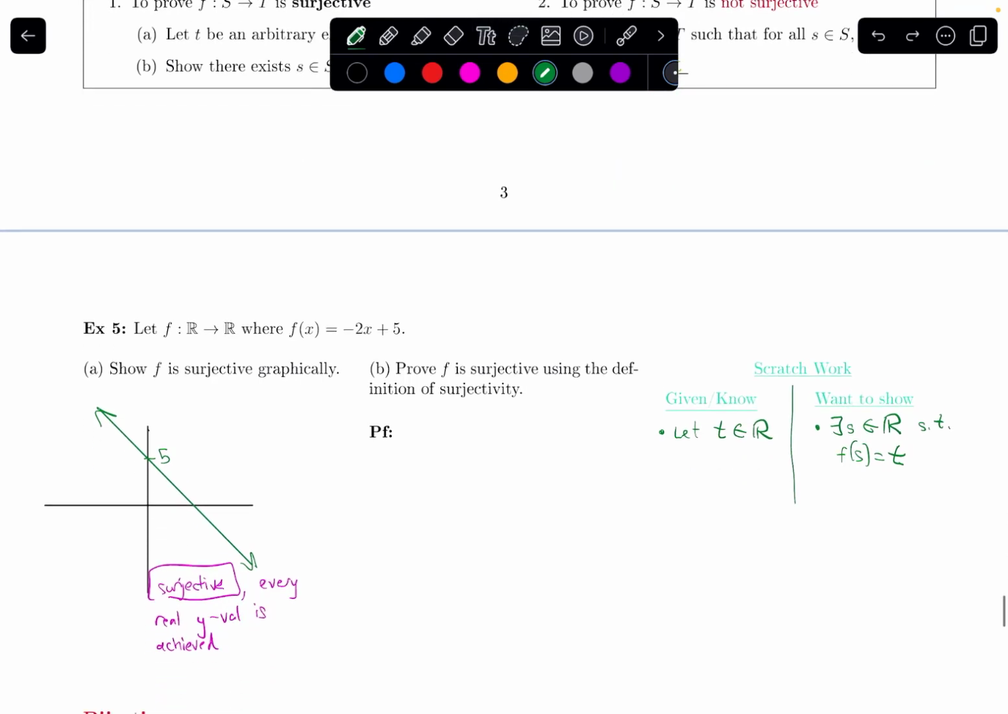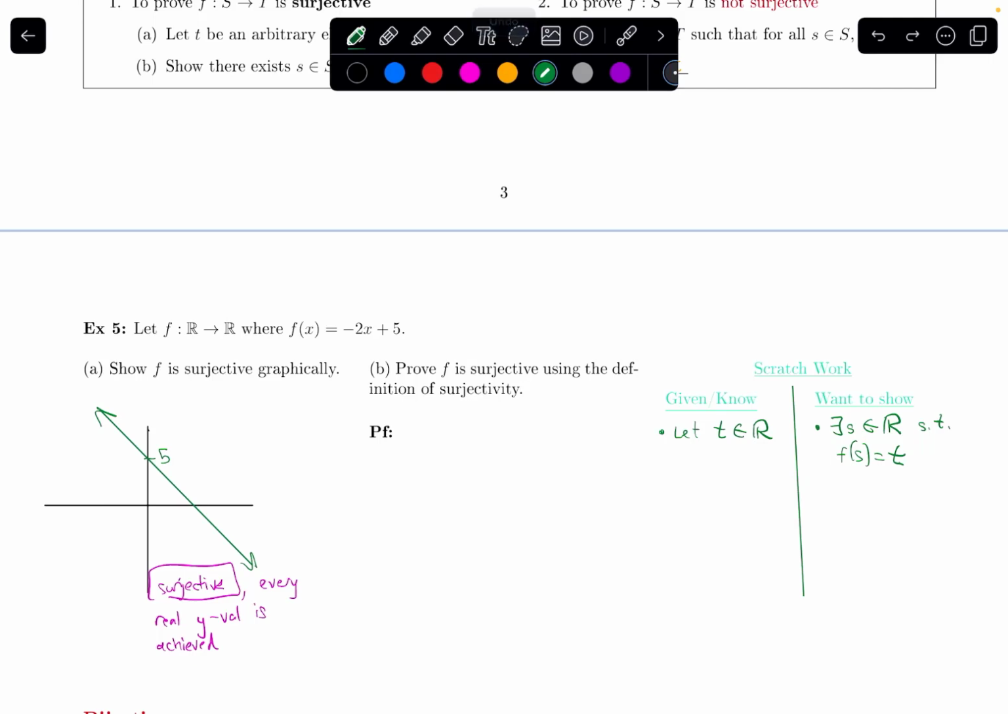Okay, so typically I would work with the things that I'm given, try to do stuff with it until I can get to what I want to show. But in this problem, I don't have much to go off of in terms of what I'm given. I just know that t is reals. So instead, I'm going to work with what it is that I want to show and see if I can sort of work backwards.